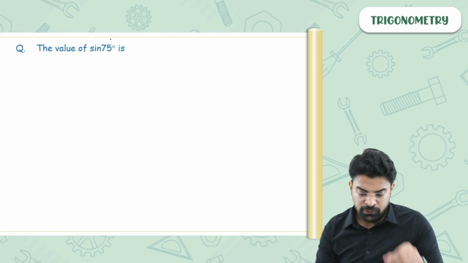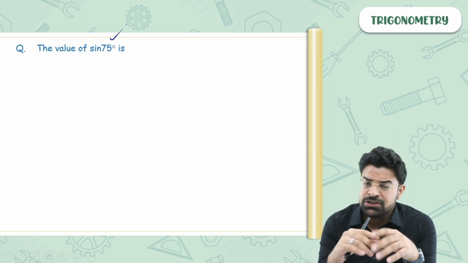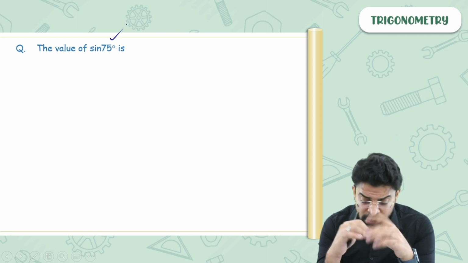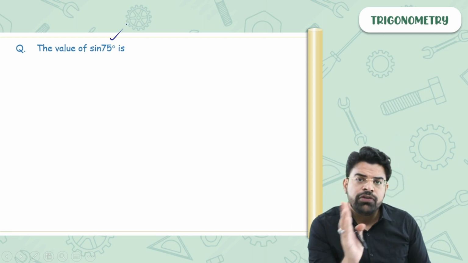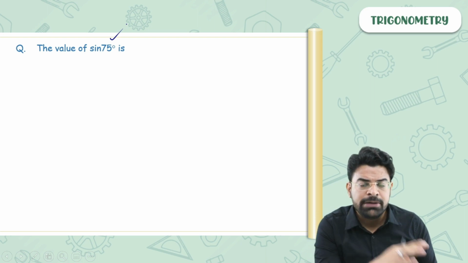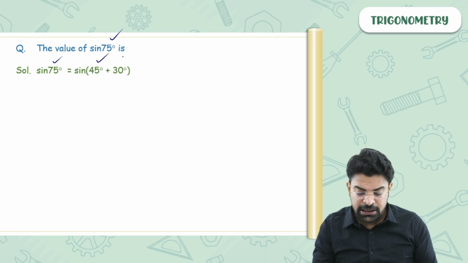First, a question. What is the value of sine 75 degree? You know that 75 degree is not a standard angle. It is not 30, 45, 60, 90. So how to find sine 75 degree? We have just learned the formula sine of A plus B is sine A cos B plus cos A sin B, and we are going to use that here. One can say that sine 75 degree can be written as sine of 45 plus 30.